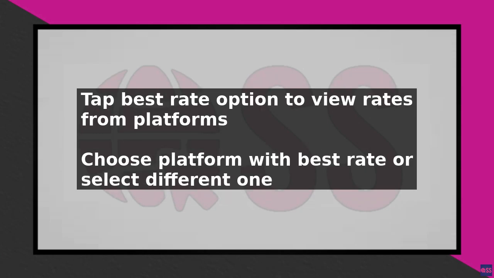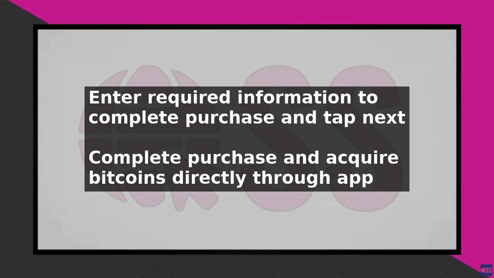Next, tap on the Best Rate option to view the rates offered by various platforms. Choose the platform that offers the best rate, or select a different one if you have a preference. After choosing your platform, tap Next and proceed to enter the required information to complete your purchase.